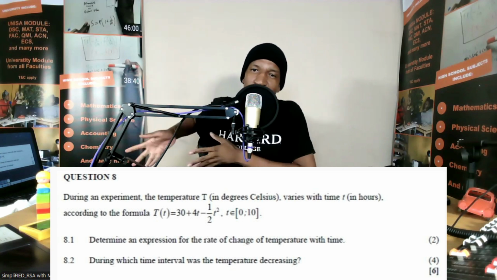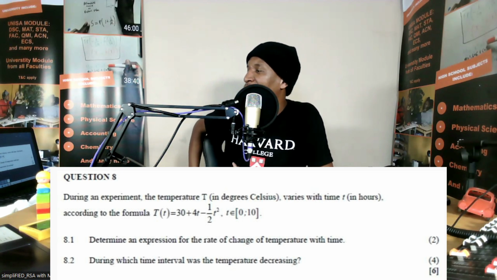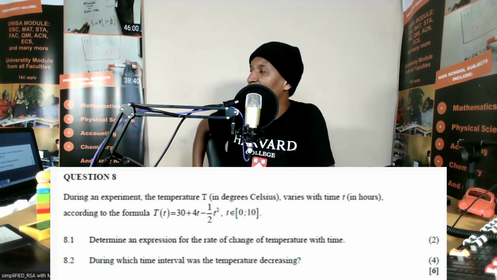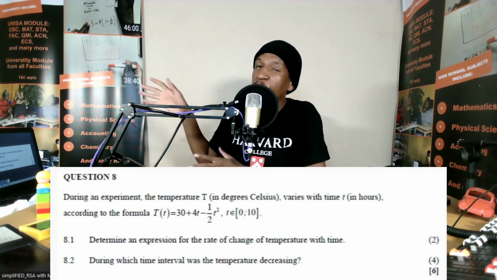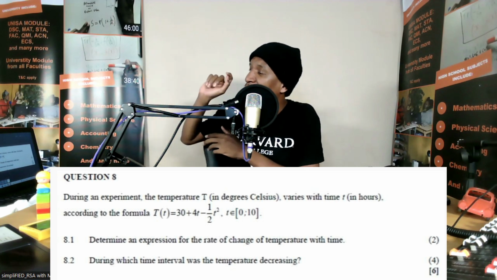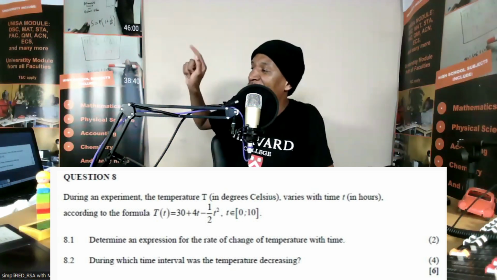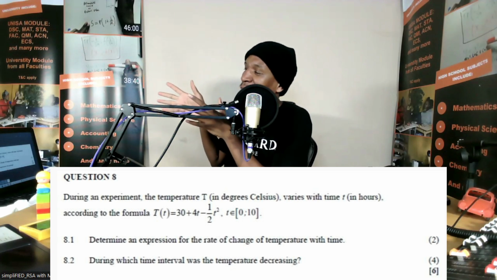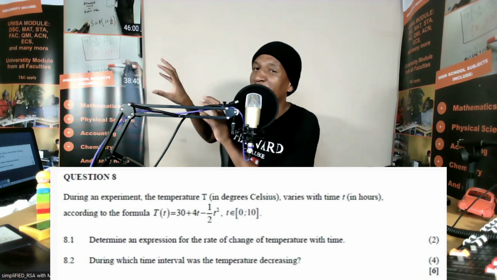Without wasting time, let me just go through the question and then we're going to analyze everything together as we go by. So the question reads: during an experiment, the temperature T, which is measured in degrees Celsius, varies with time t, which is measured in hours, according to the formula. So there is our given formula: T(t) = 30 + 4t - 1/2 t squared, given that t is between 0 and 10.